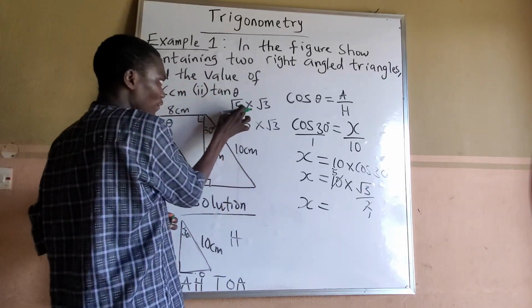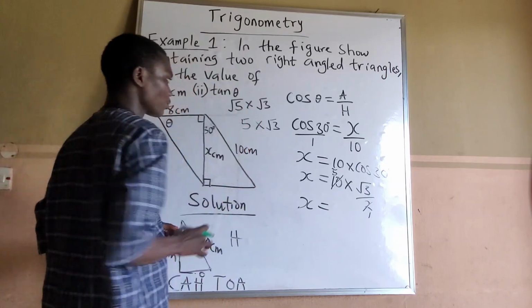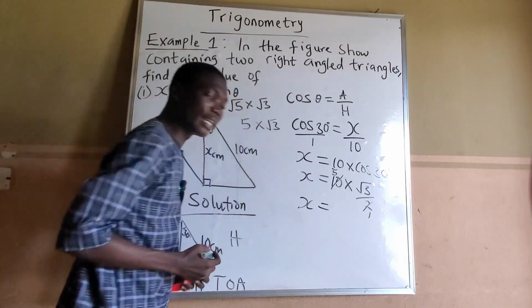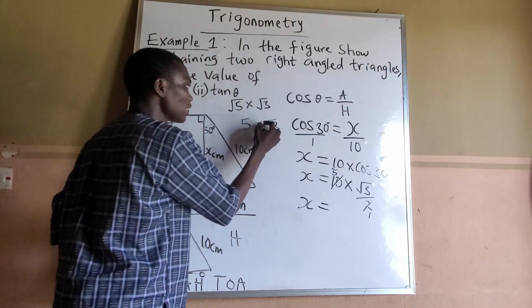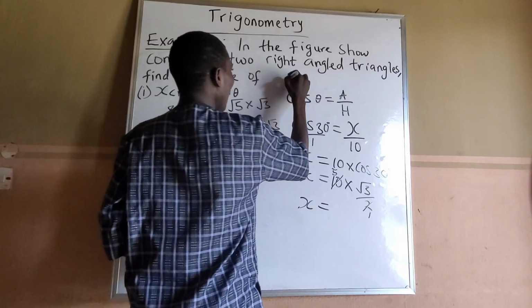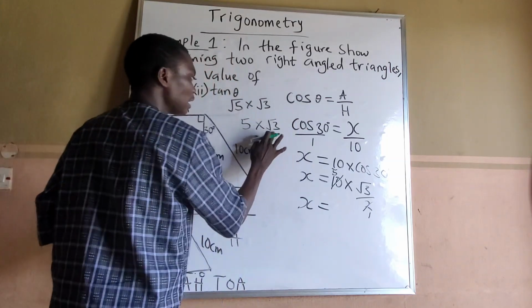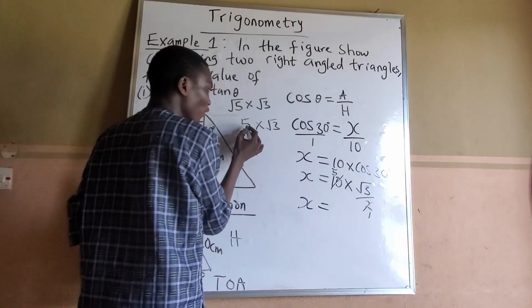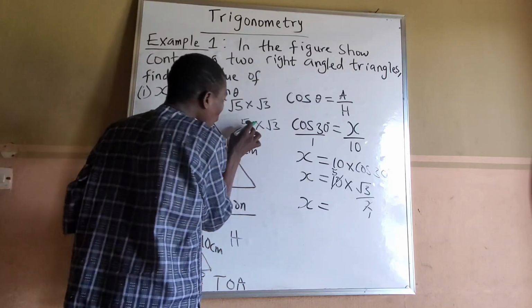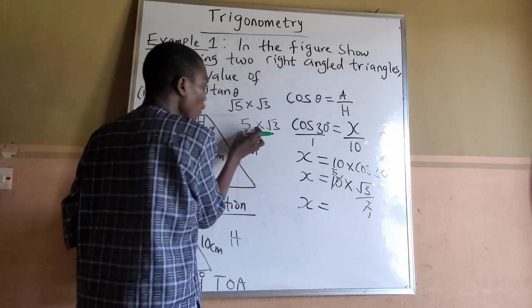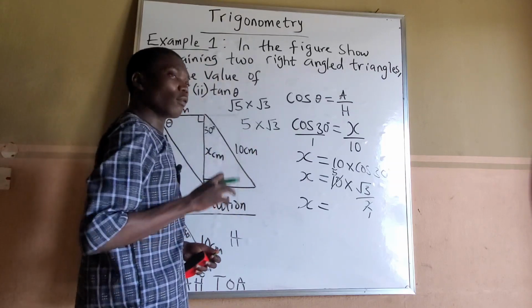Now, you can see that this 5 now has root. Why this one doesn't have root? You know, this root 3 is the same thing as 1 root 3. Take note of that. If I write x, it's the same thing as 1x. So this root 3 is the same thing as 1 root 3. This 5, is it under root? No. So I will use it to multiply this one that is not under root here. Okay? So it will be 5 root 3 here, not root 15.